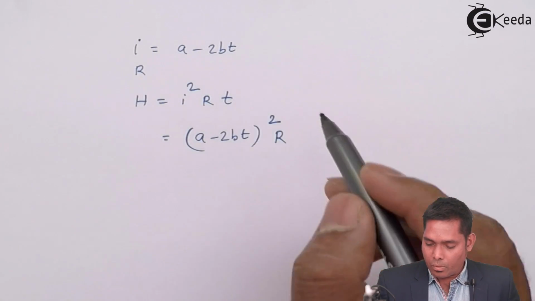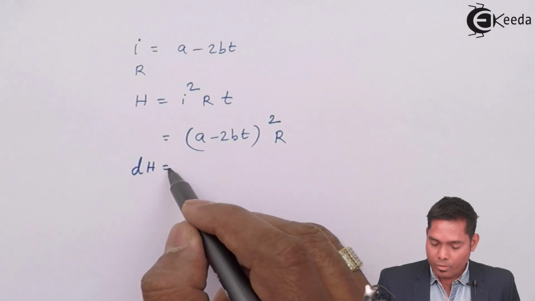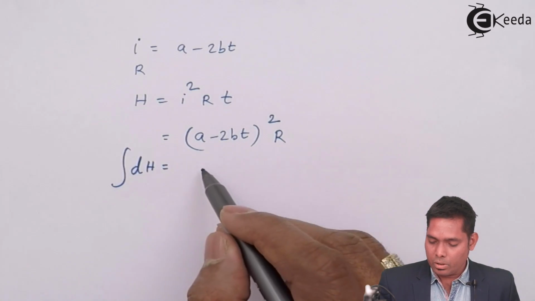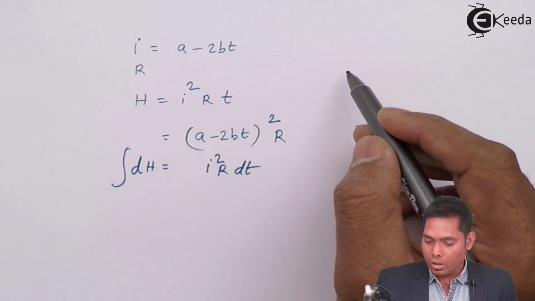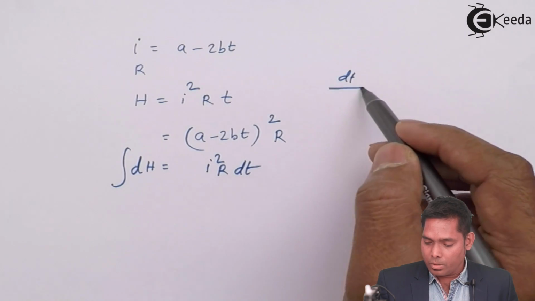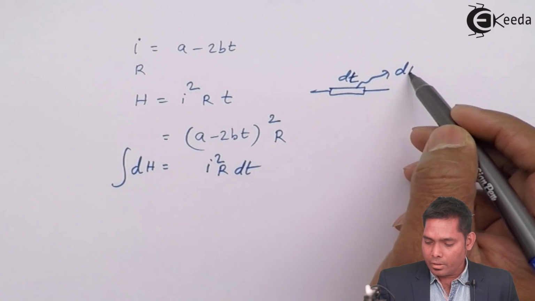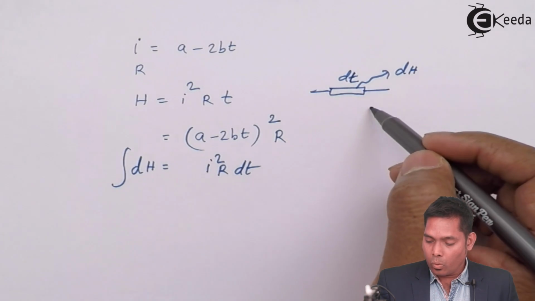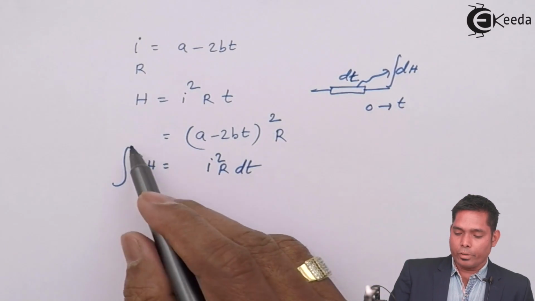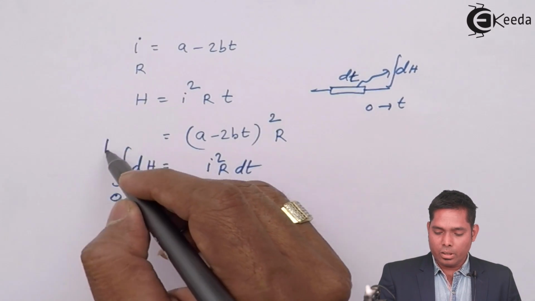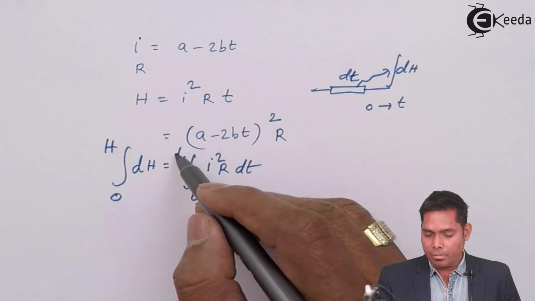So this is the general formula, and I can use the formula dH. The total heat produced is the integration of I square R dt. Now this is the heat in a small time dt from this conductor. How much heat is generated, dH? Then in the whole time from 0 to t, how much heat will be generated? You have to take the integration. So when you take the integration, you will get the total heat produced, integrating from time t equals 0 to the given time t.